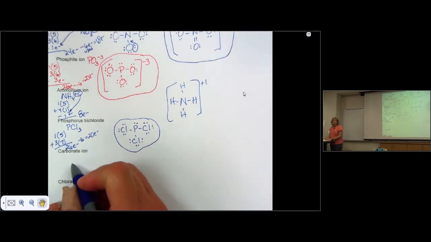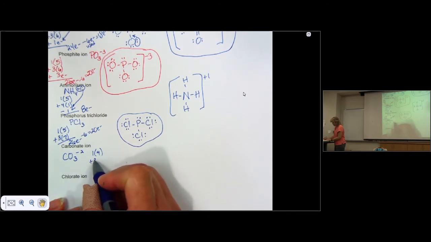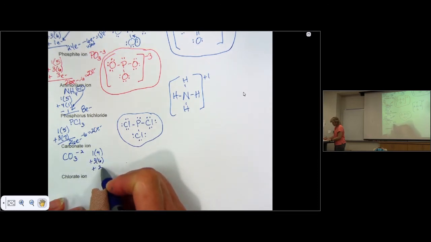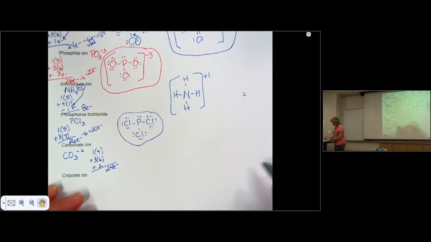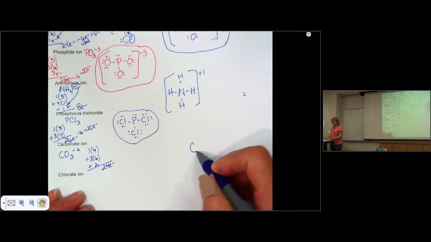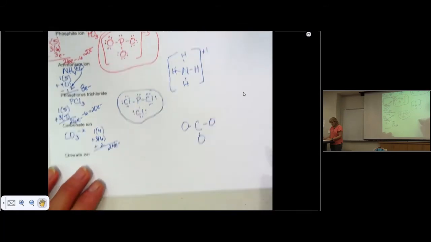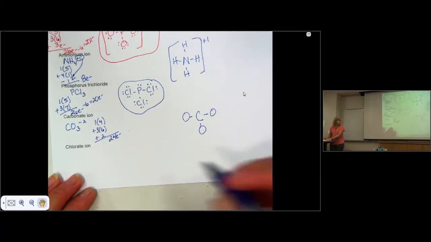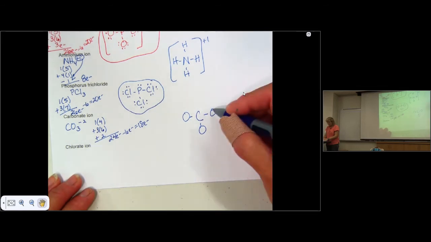Carbonate ion. Good. So that's 1 times plus 2, that's how many? How many again? 24 electrons total. So who is your central atom? Then you connect it to all the O's. Subtract how many? That leaves us with 18. Who's going to get them first?